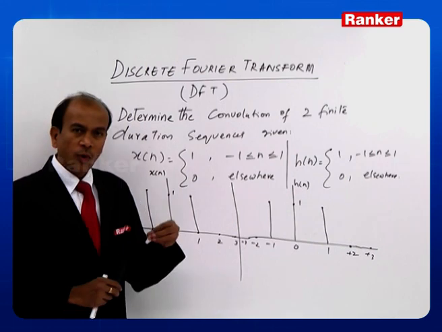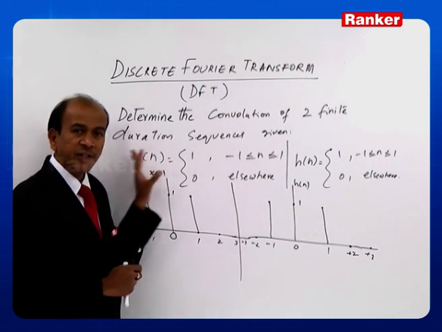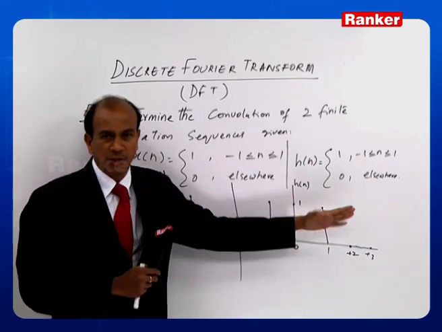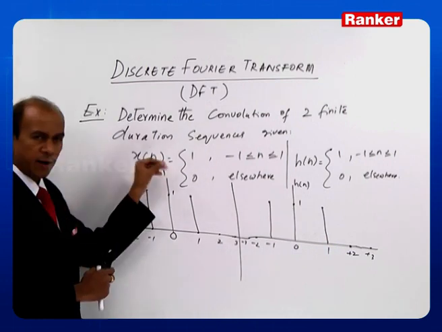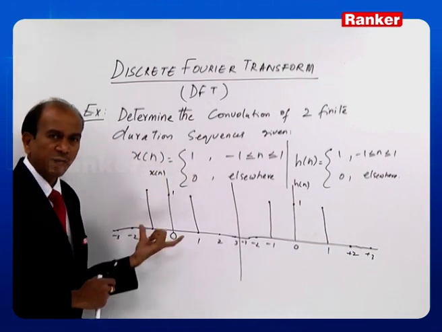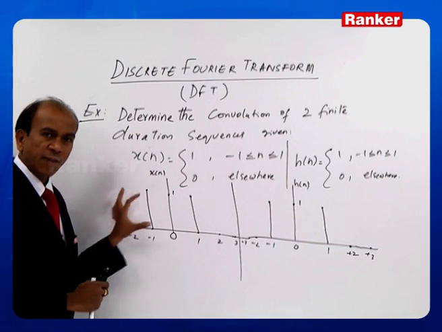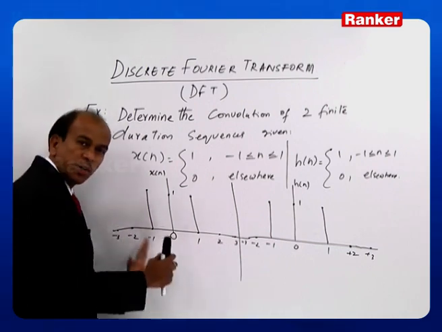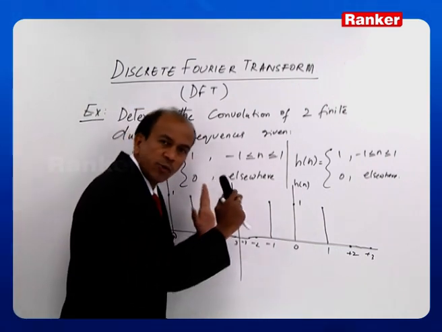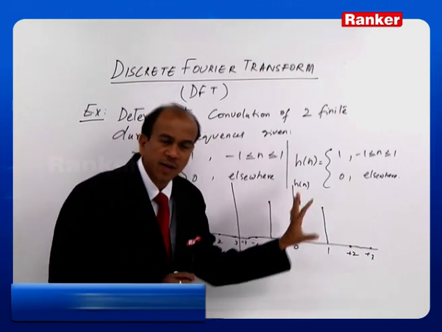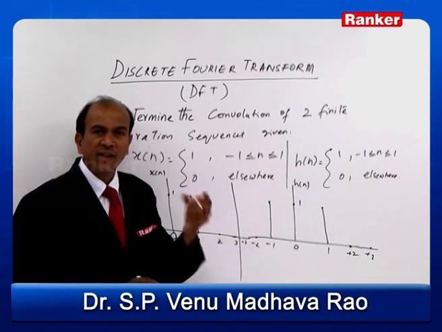Okay, now we have seen the mathematical equation and also the graphical representation. Whatever is given mathematically, we have put it graphically here. So you see x of n exists at minus 1, 0 and plus 1. h of n exists only at minus 1, 0, plus 1. So this is how the graphical representation looks.